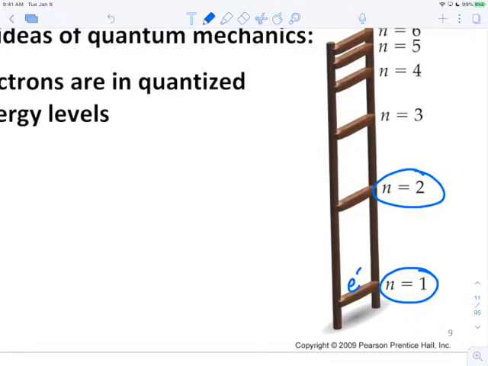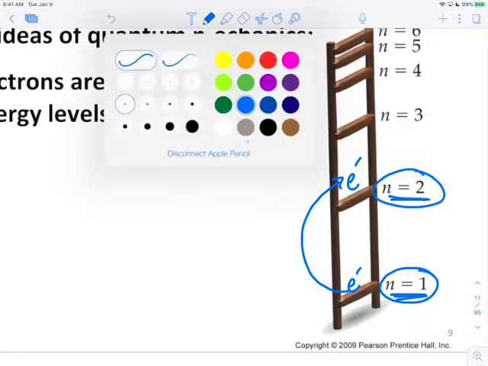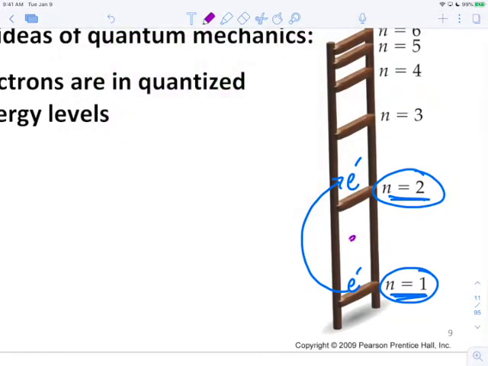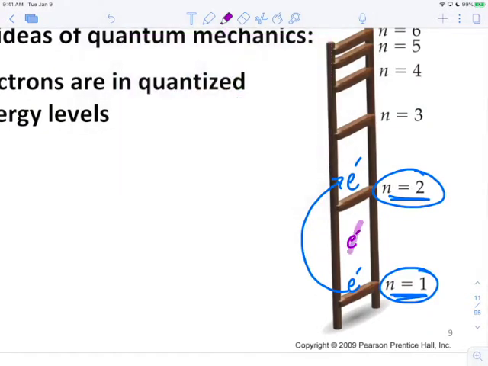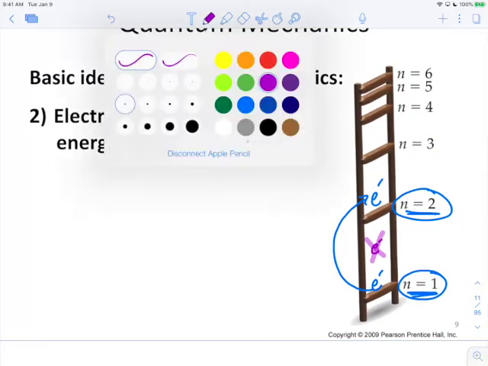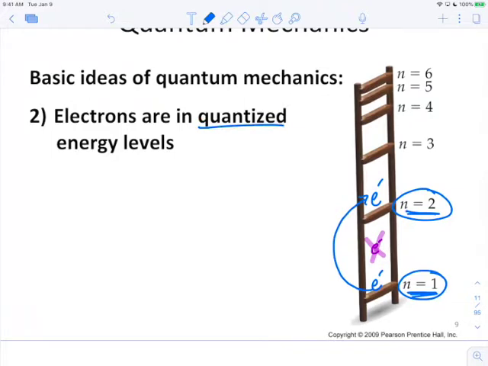So here's the electron, and it can jump up to the second energy level. So it can be in the n equals 1, and it can be in the n equals 2. Where it cannot be is just hovering here. It cannot hover in between the rungs. And that's what we mean by quantum. The electrons can be at a certain energy level. They can jump up to the next one, but they cannot hover in between the energy levels. And again, that is what we mean by quantum or quantized.